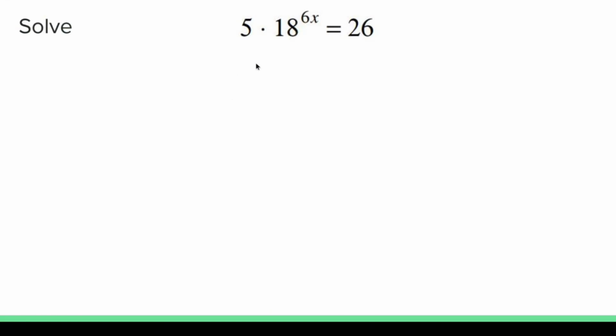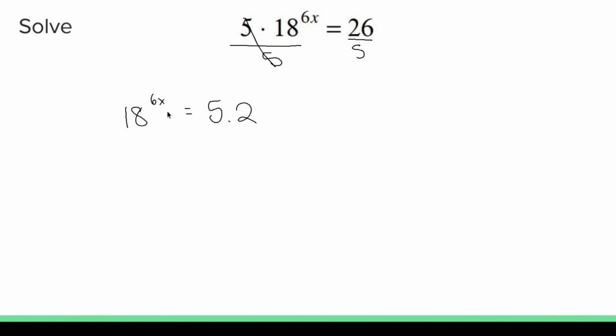Solve 5 times 18 to the 6x equals 26. Well, I got to get x all by itself, so the first thing I'm going to do is divide both sides by 5, which is not going to be awesome at all. 18 to the 6x is going to equal, what is that, 5.2? Great. Now, here's the thing.